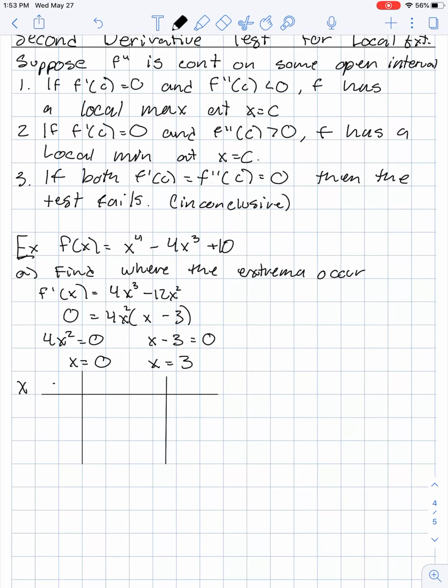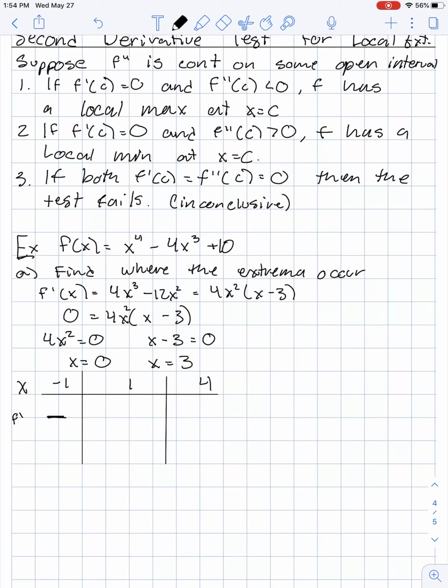I'm going to choose some x values. Let's choose -1, 1, and 4. I'm going to plug those into f prime and see what number I get out. So if I plug in -1 into here, since x squared only gives me positive numbers, this is always going to be positive, so only x minus 3 is going to give me a differing sign, okay? So -1 into x minus 3 gives me -4, so that's a negative.